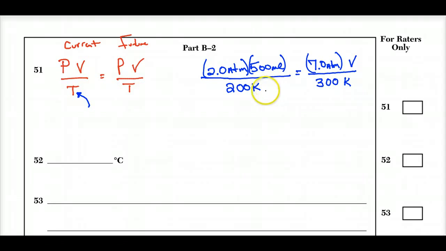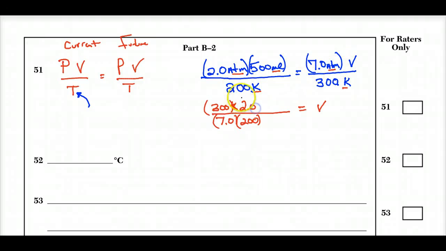They didn't care if you didn't put the units in. So you needed to have 2.0 times 500 divided by 200 equals 7.0 times V over 300, so that's one way. Or you could have algebraically solved for V, and knowing your algebra, the 7.0 goes to the bottom and 300 goes to the top, and that would be your 200 below. I'm purposely not writing the units just to show you don't have to have them, although I think you always should write your units.